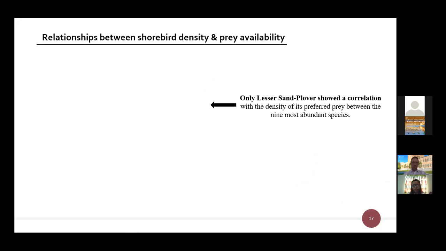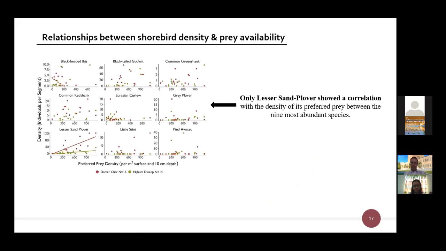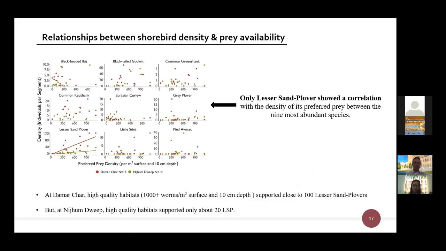Among the recorded species, only lesser sand plover showed a relationship with the density of its preferred prey among the 9 most abundant species. At Domachor Island, high quality habitats, meaning habitats with 1,000 plus worms per square meter in 10 centimeters depth, supported close to 100 lesser sand plovers. But at Nichundik, these high quality habitats are more important to this species compared to the other islands.